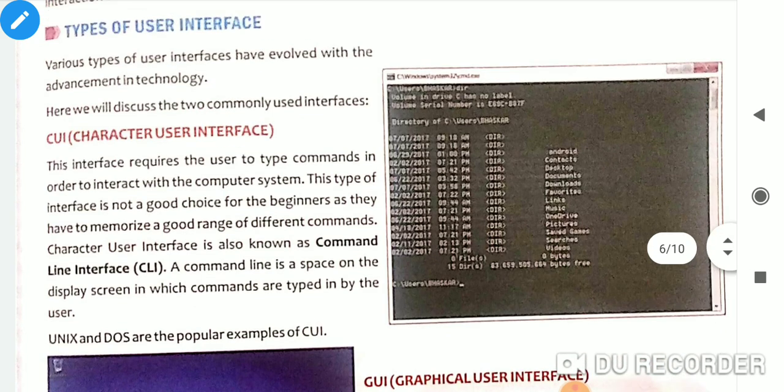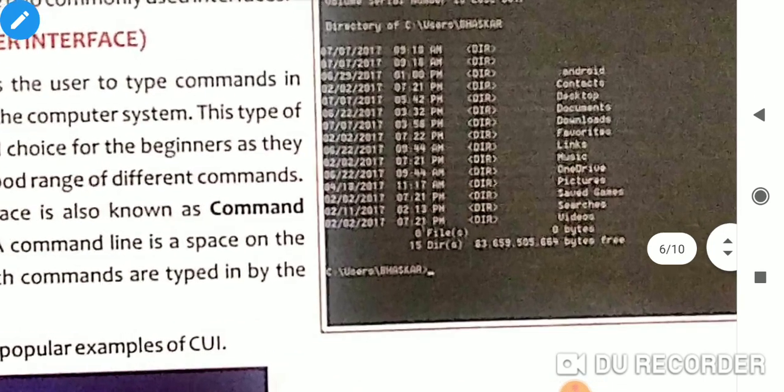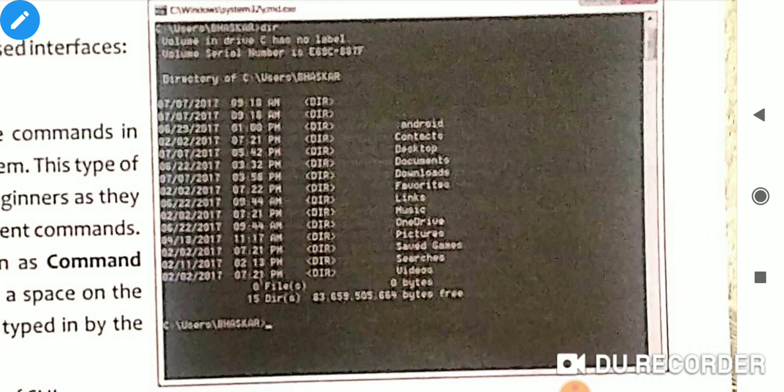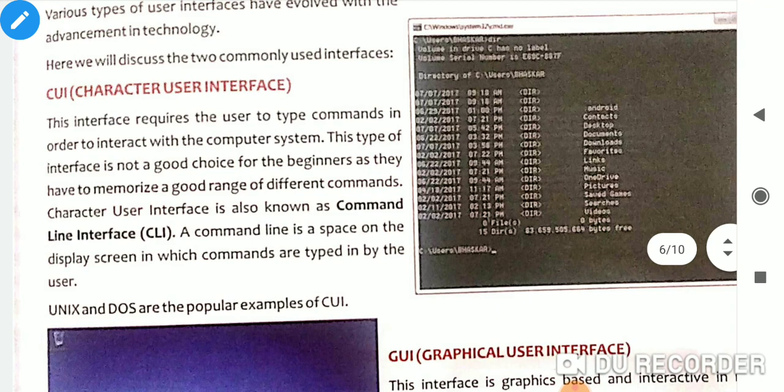As you can see on the screen, this is a command prompt window. It is MS-DOS, disk operating system. In this, if you want to do anything, you need to write the command. For everything, if you want to create a file, or create a directory or folder, you need to write the command. Without writing a command, you cannot do anything in this. So this type of operating system is called character user interface or command line interface. Unix and DOS are two popular examples of CUI.